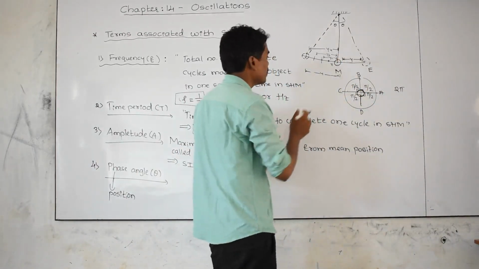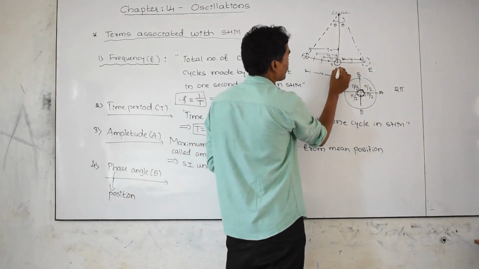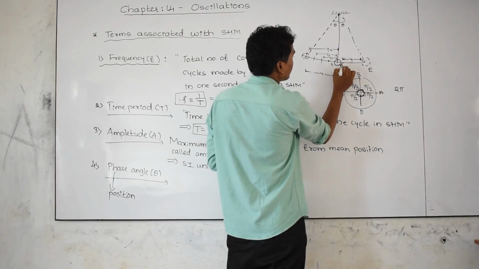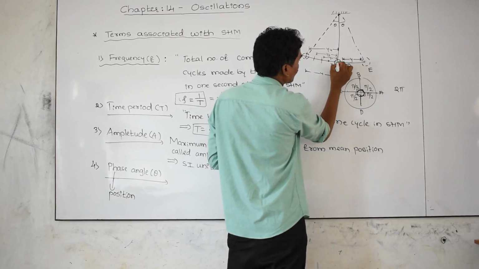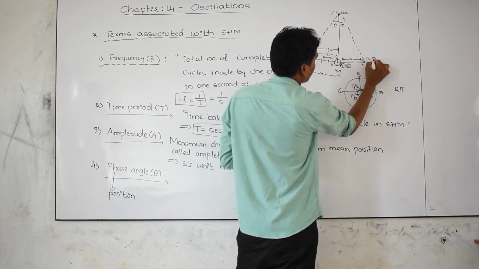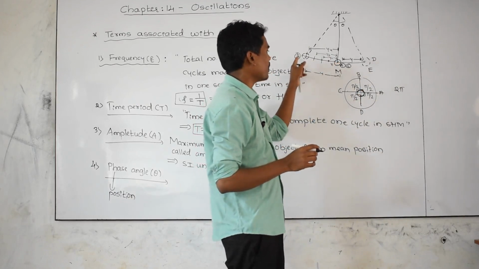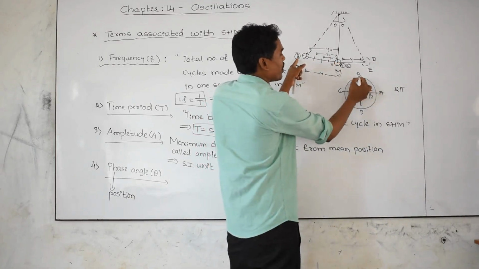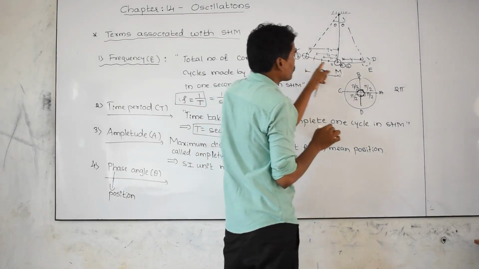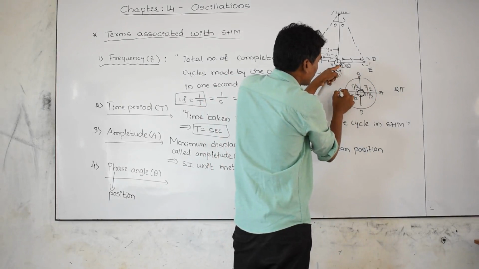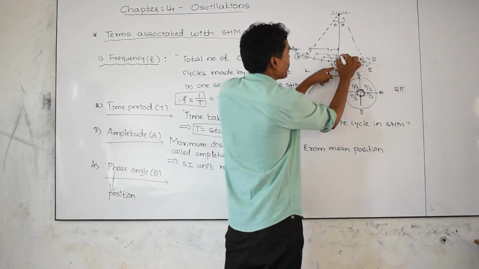Let us take here, if the object is moving from A to B, let us take this as A point, this as B point, again this as C point, and again this as D point. Getting? Now the object is moving from A to B. What is the phase angle? Pi by 2. Means this is pi by 2. And again B to C, again pi by 2 plus pi by 2. That is pi. Means this is pi.